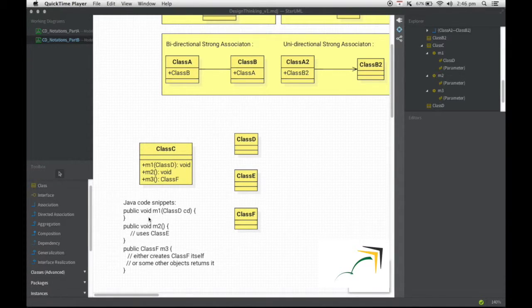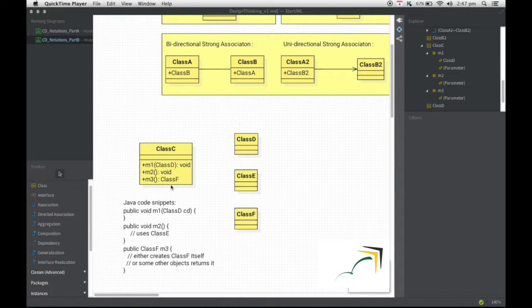Whereas the last method, M3, it is either creating class F itself or one of its dependent objects happens to return class F, and that class F itself is coming back as the return type of M3. So these are the three variants, these are the three main types of methods that we always write.